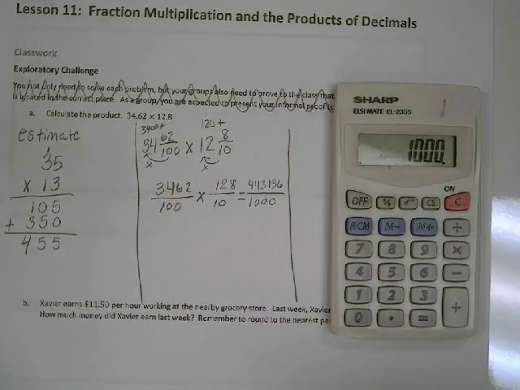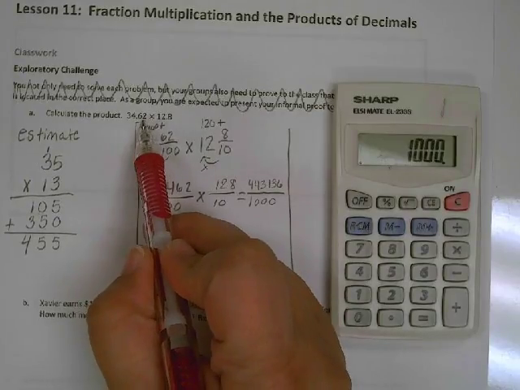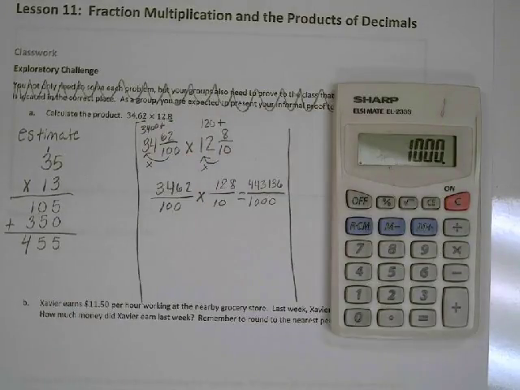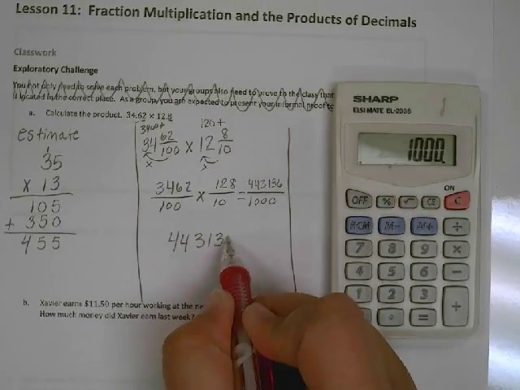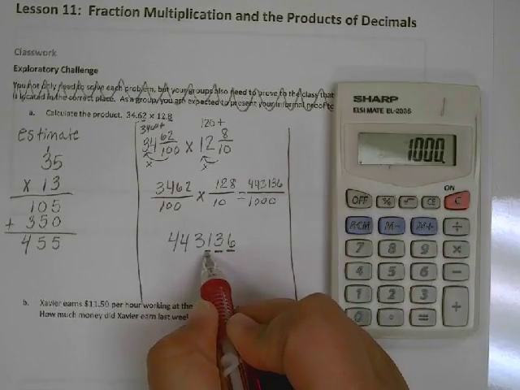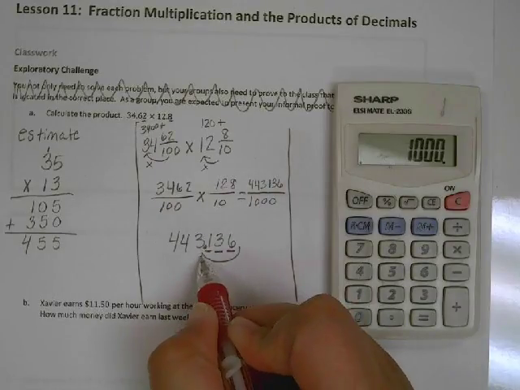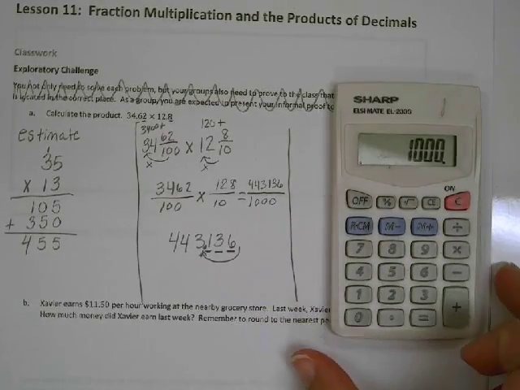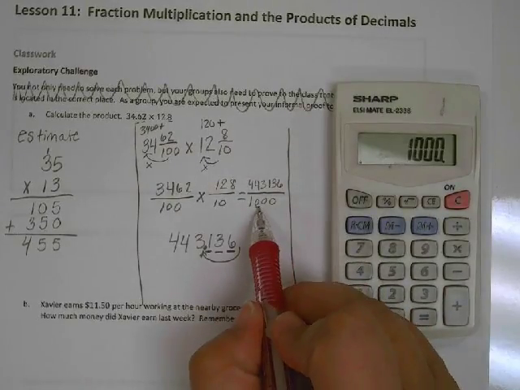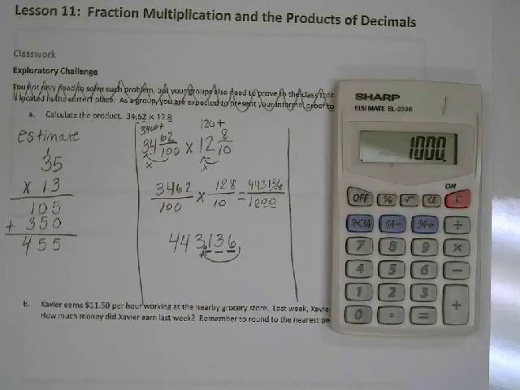Now remember, there's a couple ways that I can know where to put my decimal. In my original problem, there were 3 numbers behind the decimal point. So when I write my answer, I count my 3, and I'm always counting from right to left. I put in my decimal. So my answer is 443 and 136 thousandths. Remember, I can always count how many zeros are also in my problem, and I would know that, again, I'd have that same number behind.